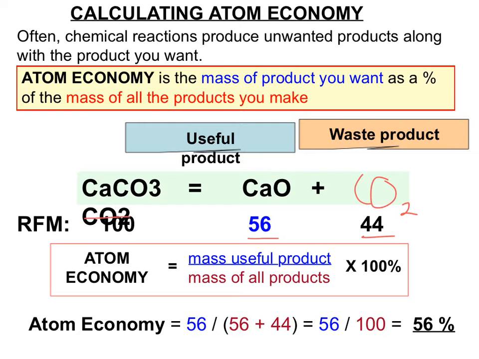Now, if I want calcium oxide as my useful product, well, I'm putting the mass of the useful product, the calcium oxide, that's 56, dividing it by the total mass of all the products, that's the calcium oxide and the carbon dioxide. So 56 plus 44 on the bottom line gives us 100. If I work that out as a percentage then, the atom economy for this reaction is 56%. So it's quite a lot of waste. We would want our atom economy to be as close to 100%.